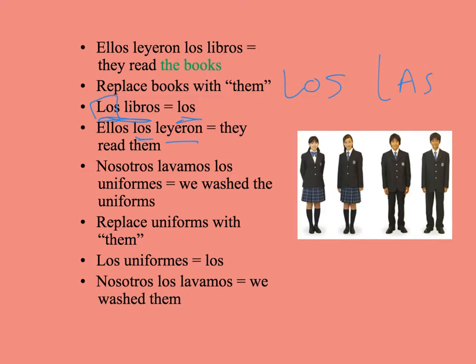Nosotros lavamos los uniformes. We washed the uniforms. We washed them. Los lavamos. I took out los uniformes. I put in los. And I put it in front of my verb. That's how you put in a direct object pronoun.